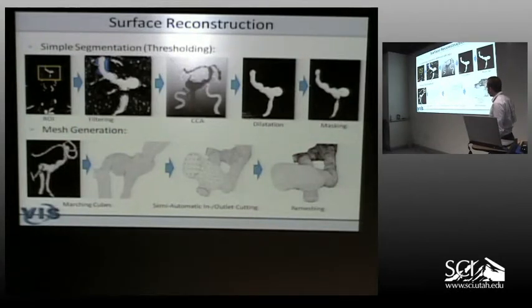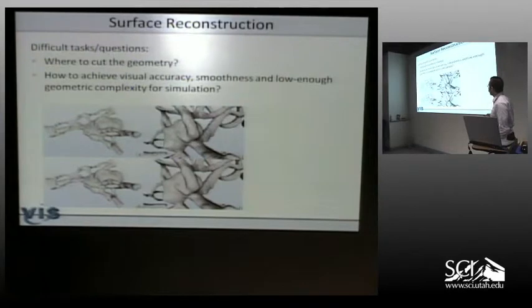Further processing definitely includes inlet and outlet clipping. That means we restrict the domain where the simulation should take place as much as possible, because otherwise it takes too long. And then it is definitely necessary to apply a remeshing in order to improve the triangle quality, in particular at these clipping planes which we insert. You see right here, these triangles are not very good with respect to their EQ angle skewness. Where to cut the geometry is a difficult task, where it is not always clear, also in the literature, what is a good recommendation. Also how we can achieve visual accuracy, smoothness, and a low number of triangles as input for the internal meshing. These are some of the things we think about a lot.